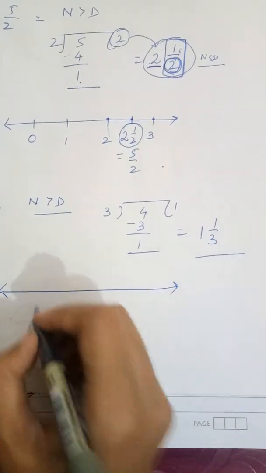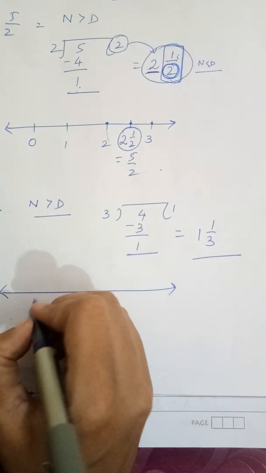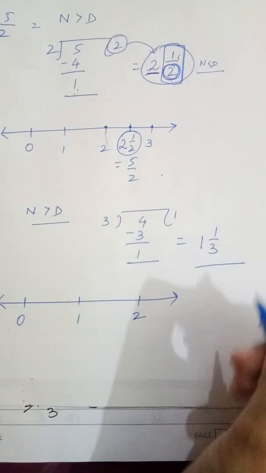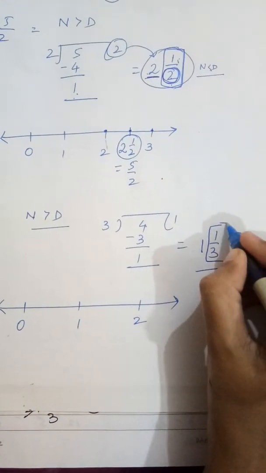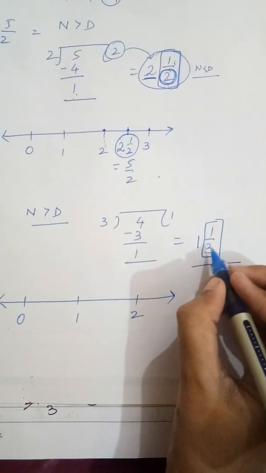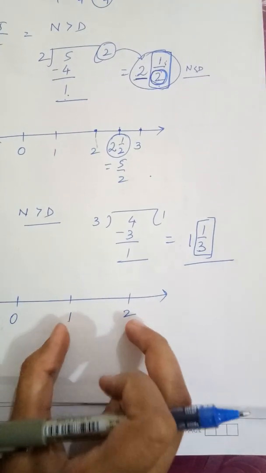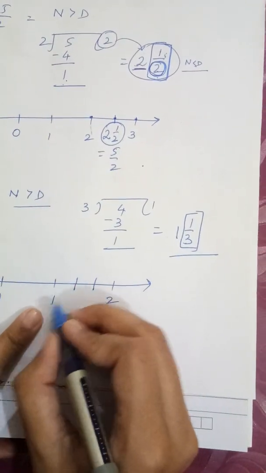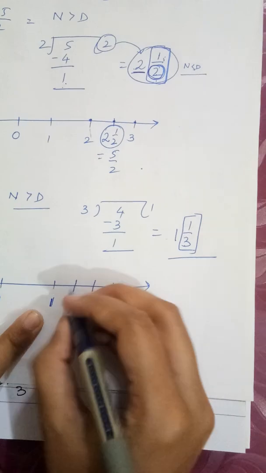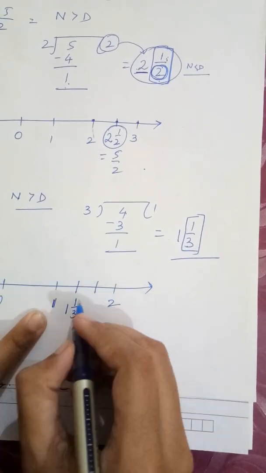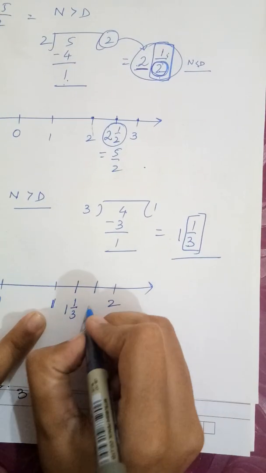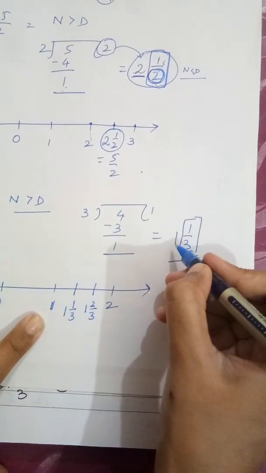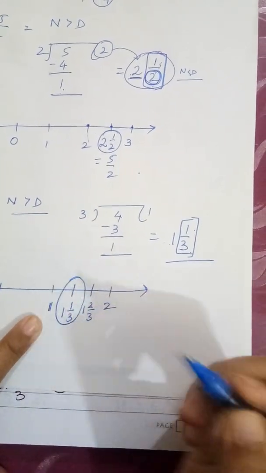Now let us do this on the number line. Now what is there? 1. So I am going to write 0, 1 and 2. 1 extra we are going to take. Now let us represent this 1 upon 3. How we are going to represent? 3 is there, so that means I am going to divide this section into 3 parts. 1, 2 and 3. Now I am going to talk about after 1. So here 1 1 upon 3, because this section is converted into 3. Next 1 2 upon 3, and this is going to be 2. We wanted 1 1 upon 3. Circle it. That is your answer.